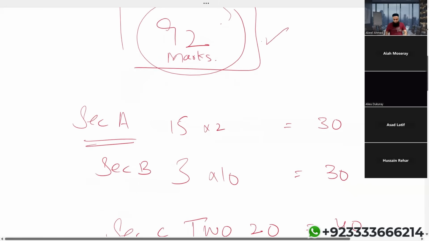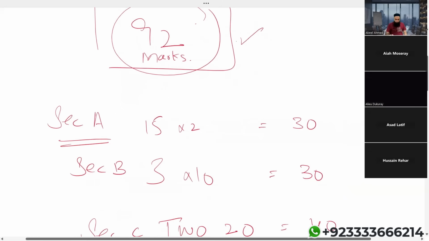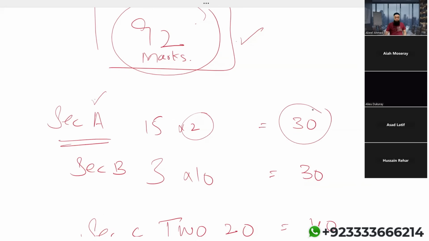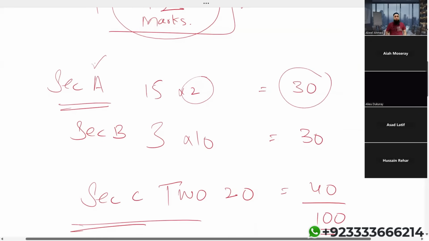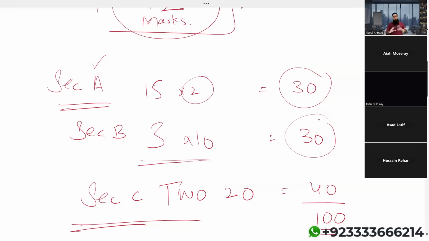Now let's quickly discuss the paper pattern. Students, in FR, section A, you will be facing 15 multiple choice questions. Each question will have 2 marks. So altogether, 30 marks. Section B, there will be 3 questions of 10 marks each, which means total marks are 30. But let me explain the structure of section B questions.